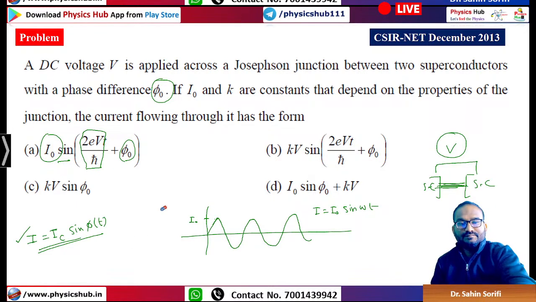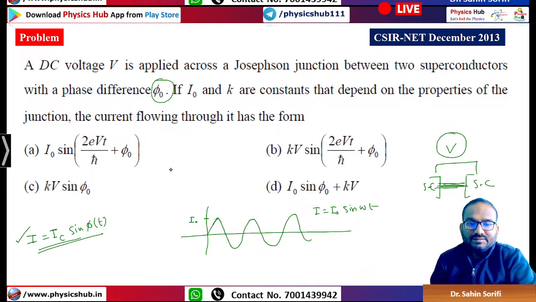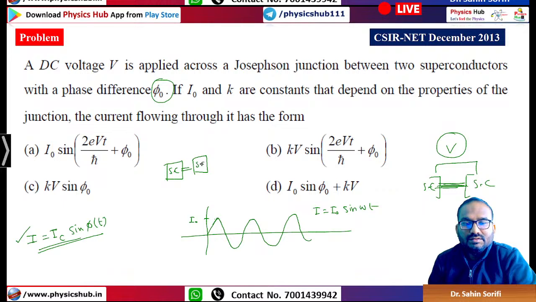Sometimes a question may come like: if you have a superconductor connected by some insulating link, and one Cooper pair crosses this, how much energy is released? The answer will be h cut omega equals to 2 electron volt. So if one Cooper pair crosses the barrier, 2 electron volt of energy will be released.